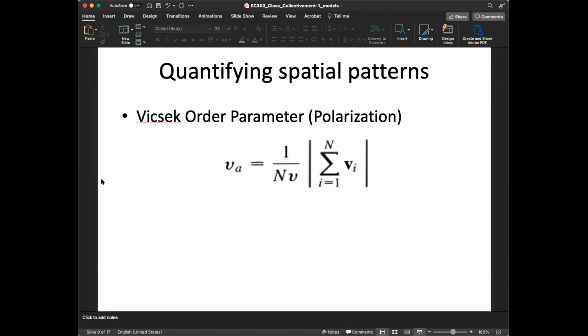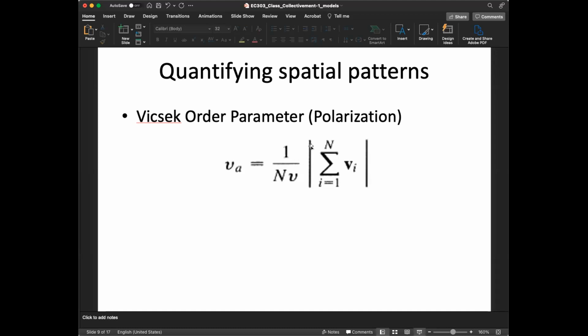Now, what I showed you was just a visual representation. What you can do is quantify the order. This is called the Vicsek order parameter. What you're basically doing is you take the velocity vector of each individual agent, you add them all up, and then you take the modulus of this sum. If all n agents were moving in the same direction, this modulus of the summation is equal to how much?